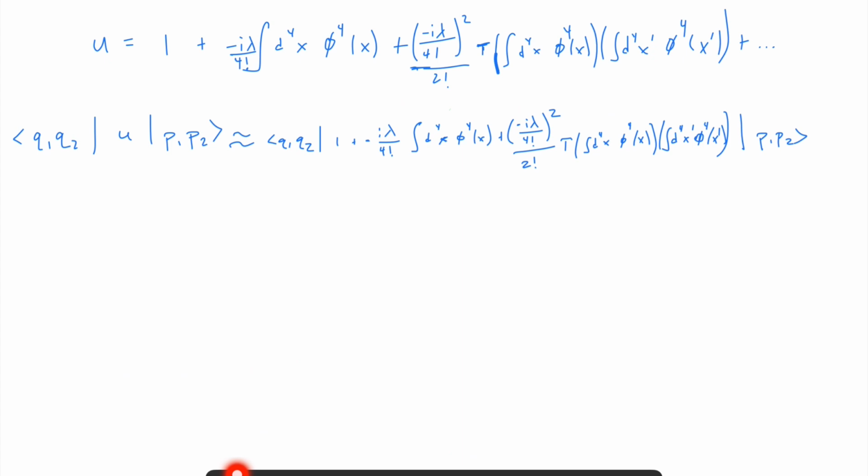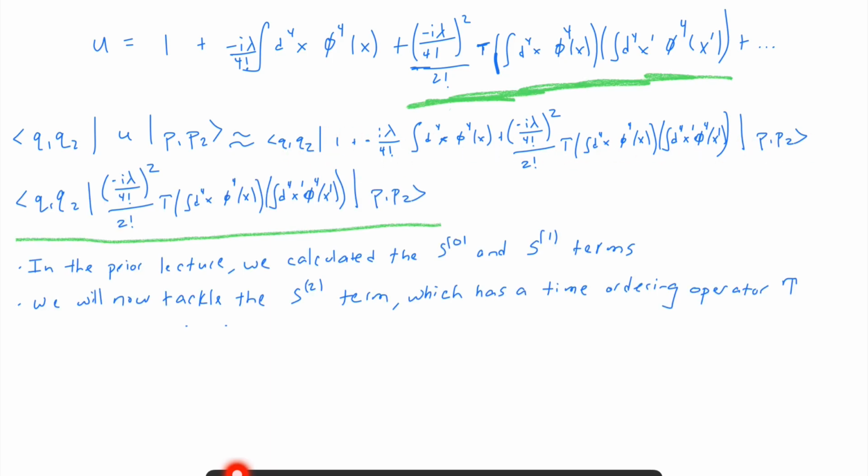U, when you expand it, is this over here. And then when we act on the P1, P2, that's this over here. And then when we project it on Q1, Q2, that's this over here. And if we just follow through our formulas, that ends up being this over here. The term that we talked about calculating, this term and this term, the so-called zeroth order and first order terms, we did that in the previous lecture.